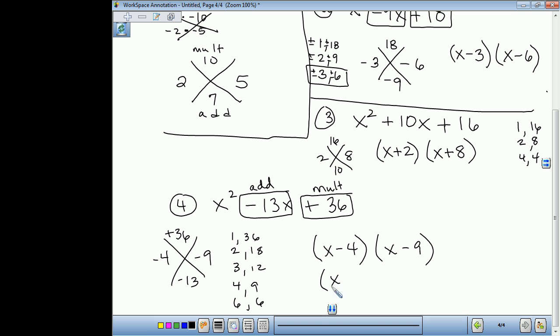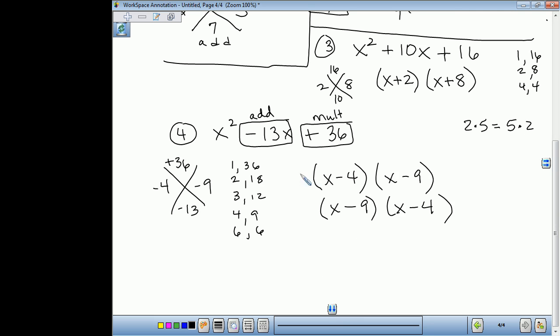If you wrote x minus 9 and x minus 4, that is also correct. The reason why is because multiplication is commutative. We can switch the order. Like 2 times 5, isn't that the same as 5 times 2? Yeah. So x minus 4 times x minus 9 is equivalent to x minus 9 times x minus 4. The order of the binomials doesn't matter.